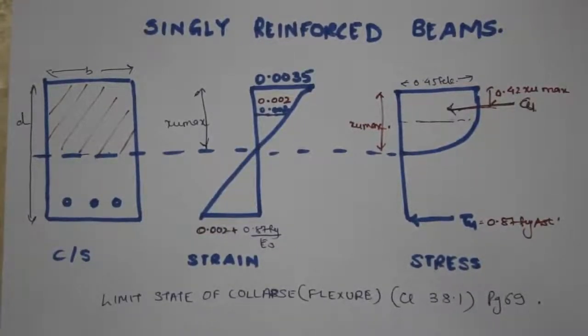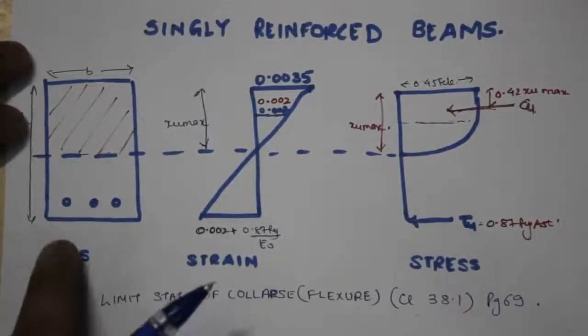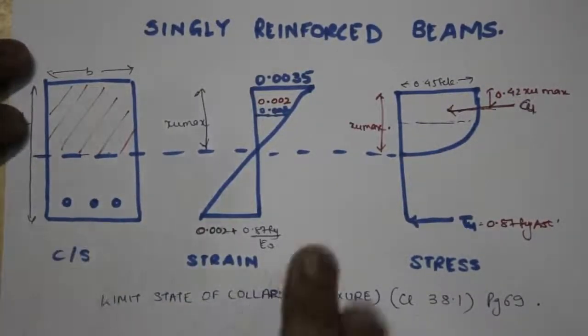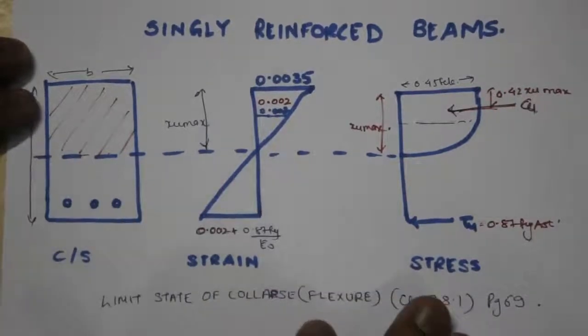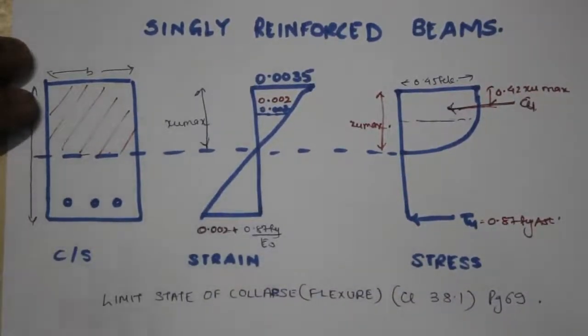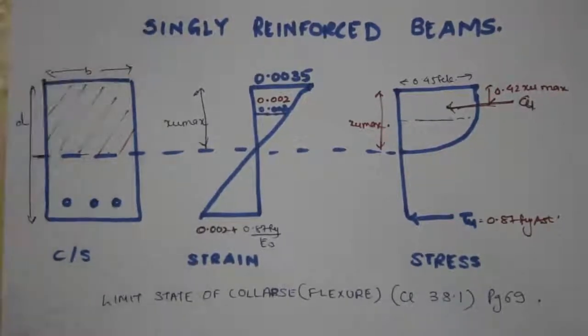Today we are going to discuss singly reinforced beams as per the Indian Standard Code. Before we start, we will quickly discuss the stress strain diagram for a singly reinforced beam. This is the cross section of the beam, this is the tension steel provided at the bottom, this is the strain diagram, and this is the stress diagram. We will see the basic assumptions that have been considered before designing.